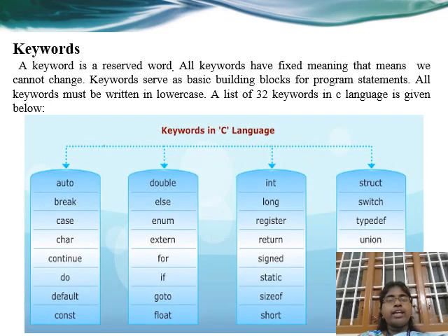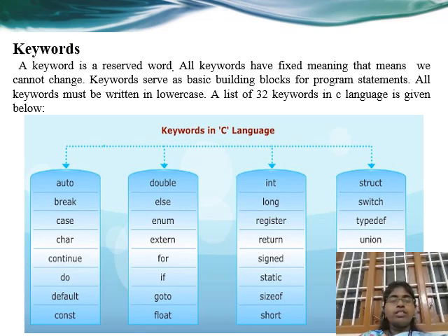Next, keywords. A keyword is a reserved word. All keywords have fixed meanings, which means we cannot change them. Keywords serve as basic building blocks for program statements. All keywords must be written in lowercase. A list of the 32 keywords in the C language is given below. The keywords are auto, double, case, char, continue, do, if, static, signed, return, register, long. These are the keywords of the C program.